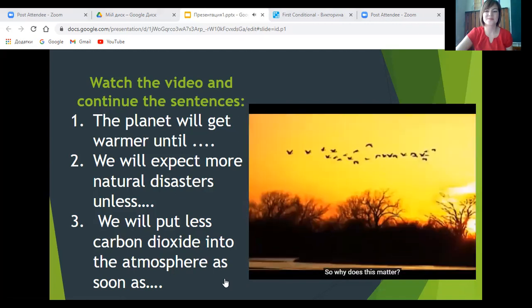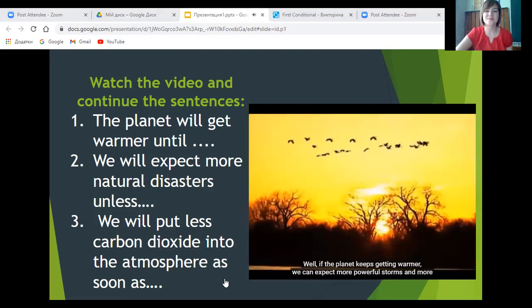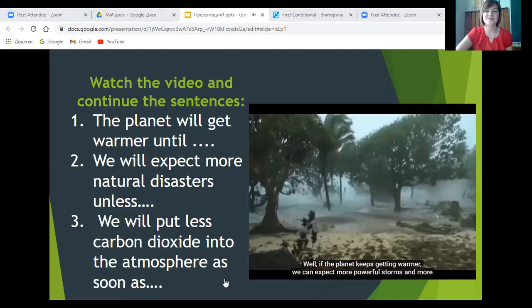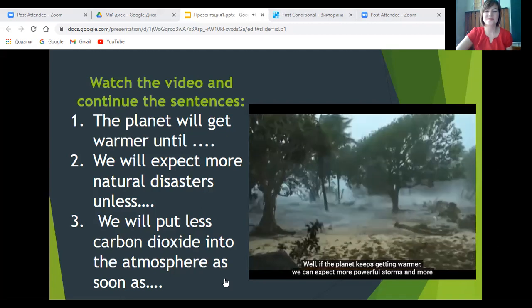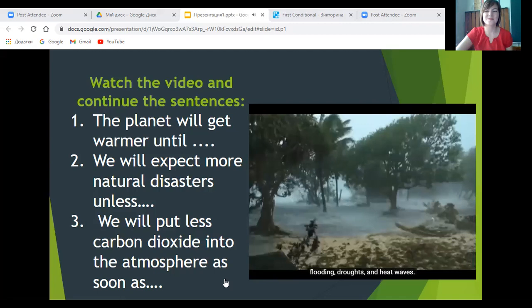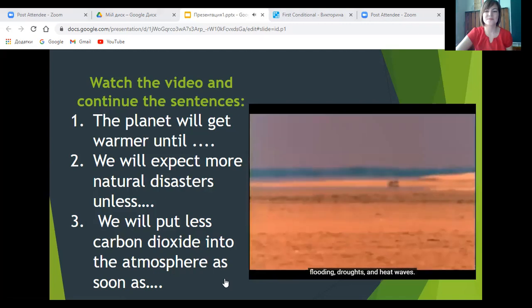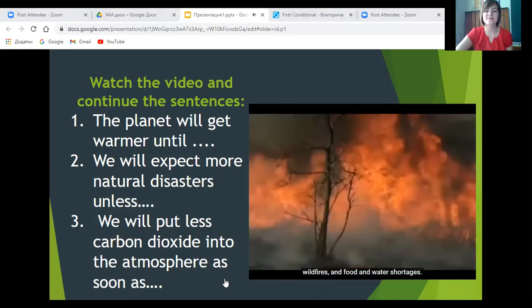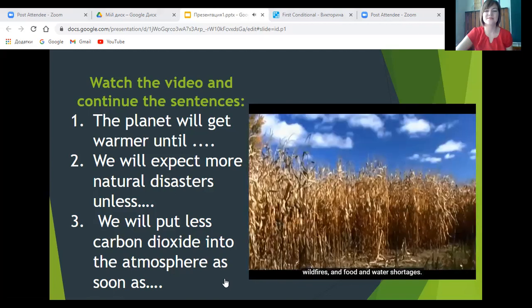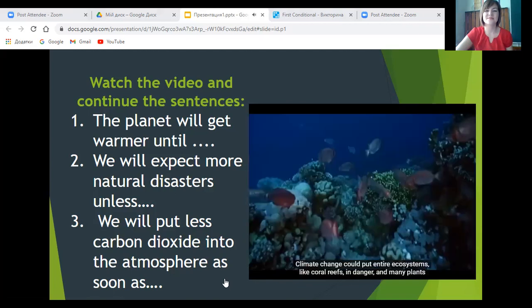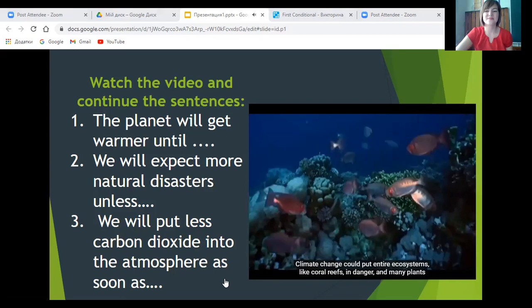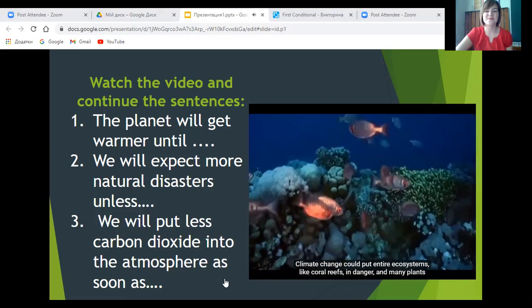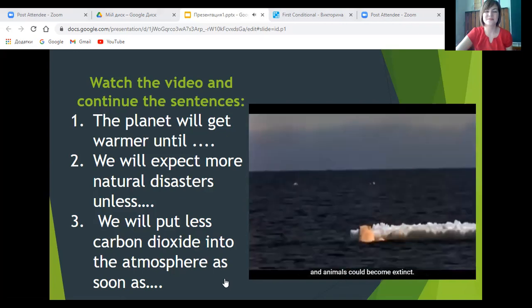So why does this matter? Well, if the planet keeps getting warmer, we can expect more powerful storms and more flooding, droughts, and heat waves. And these changes could cause additional problems, like the spread of certain diseases, more wildfires, and food and water shortages. Climate change could put entire ecosystems, like coral reefs, in danger, and many plants and animals could become extinct.